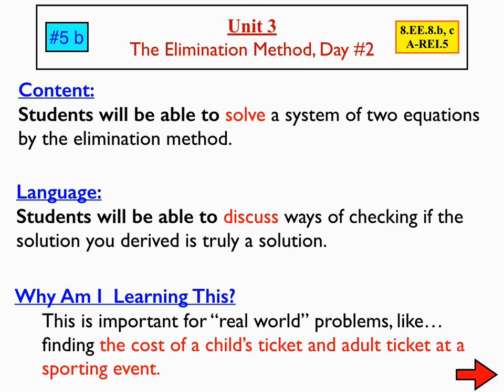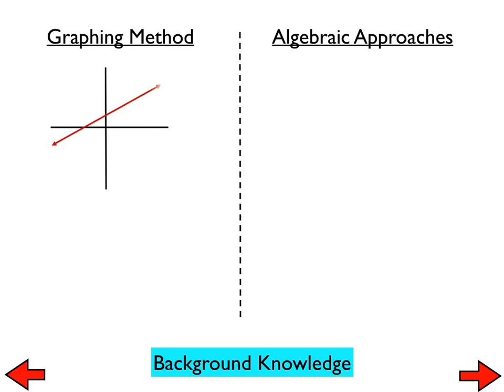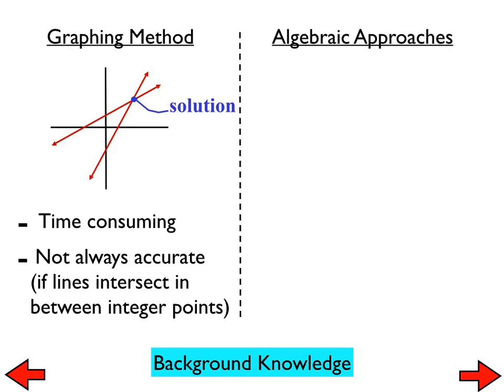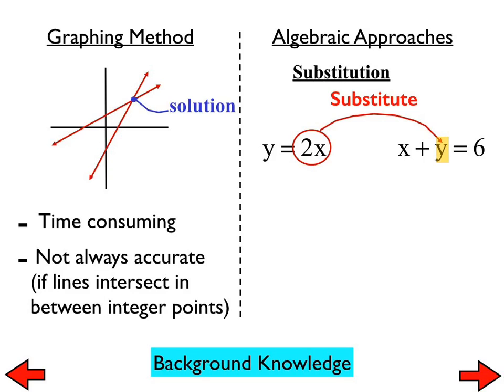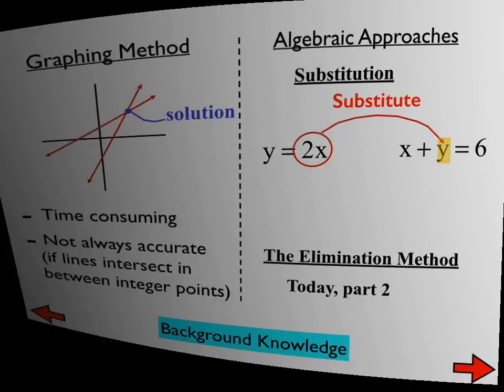Well, today we get to systems that are a little more complicated, but the same thing applies as far as how we attack a system of equations using the elimination method. So, background knowledge. We talked yesterday about the graphing method of solving a system, where we're looking for where they intersect each other. That's not always the best method. We then talked about the substitution method, and today we finish up this idea of the elimination method.